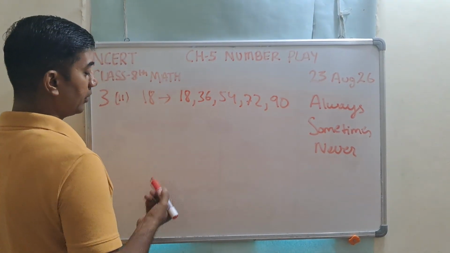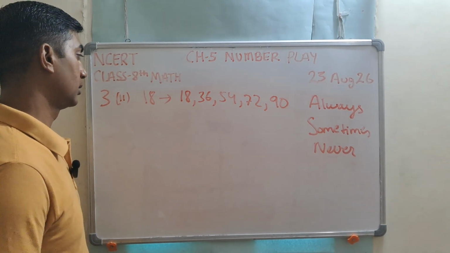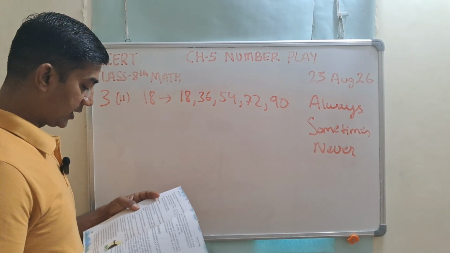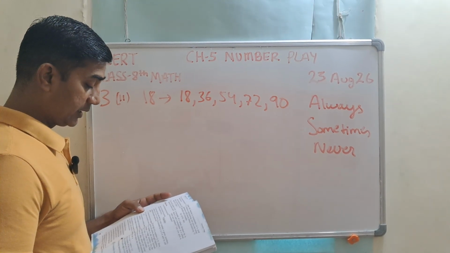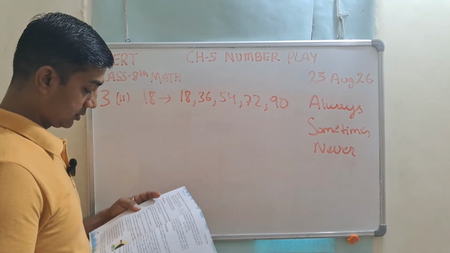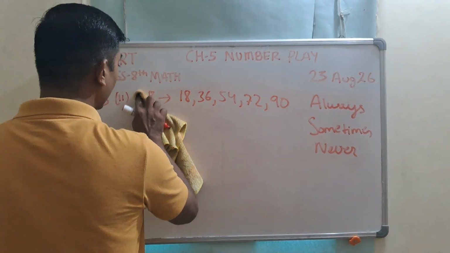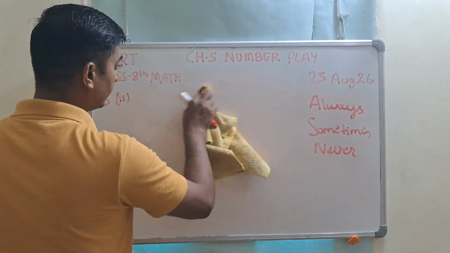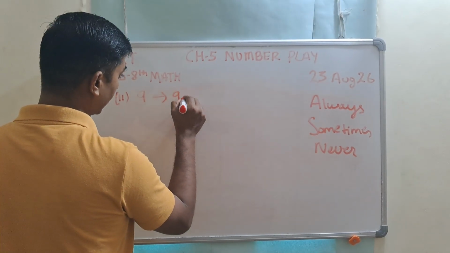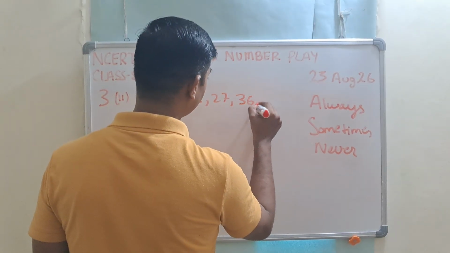Understood. Now we will check the divisibility of these numbers by 9. What they have said, if a number is not divisible by 18, then it is also not divisible by 9. Okay, so we will see the first 5 multiples of 9. Understood? What are the first 5 multiples of 9? 9, 18, 27, 36, 45.